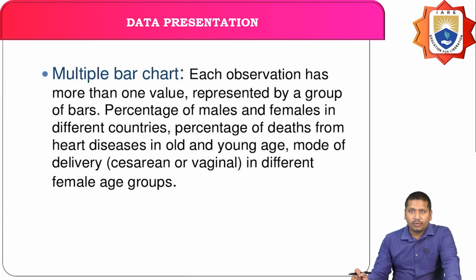Another type of bar chart is the multiple bar chart. Here each observation has more than one value, and is represented by a group of bars. Examples are the percentage of males and females in different countries, percentage of deaths from heart diseases in old age, and mode of delivery in different female age groups.